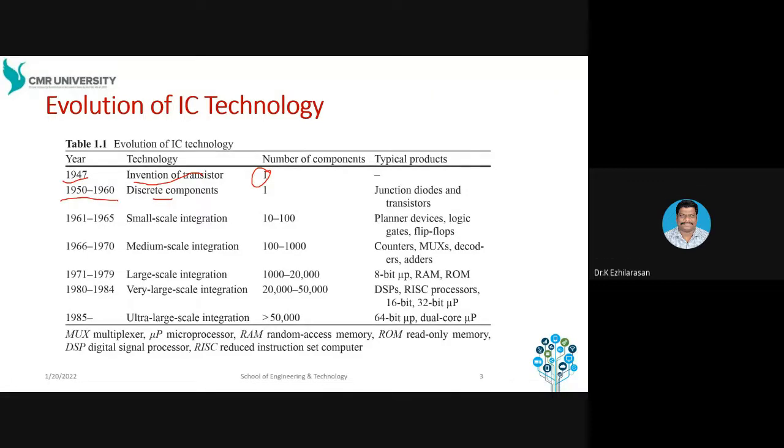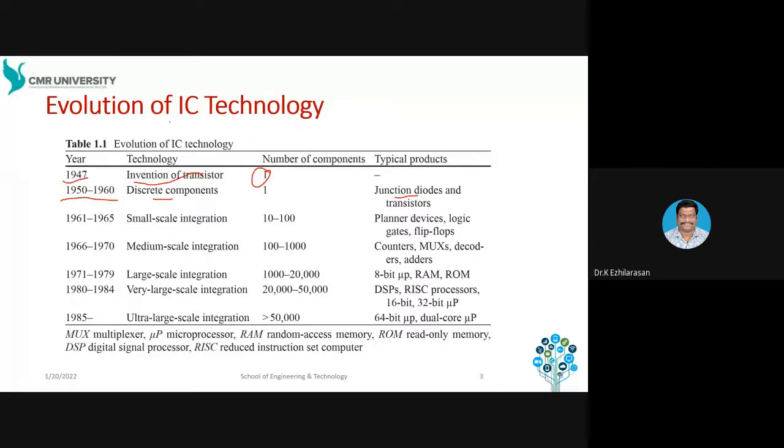The discrete components came in the market. As product examples, there are diodes like the PN junction diode, the Zener diode, and transistors like the NPN BJT, or we can also say FET. Those things came during 1950 and 1960. Later, they segregated the IC era, because these two are just components.